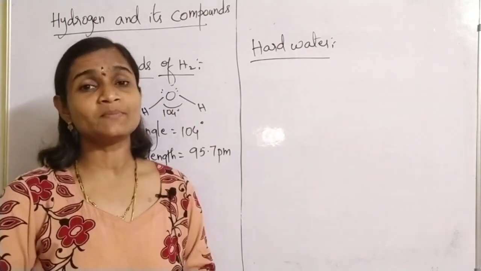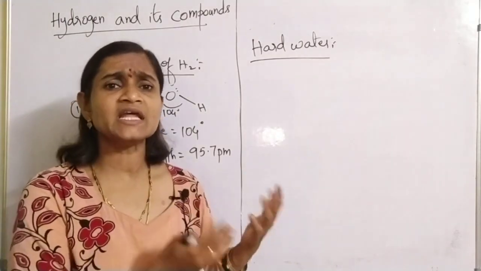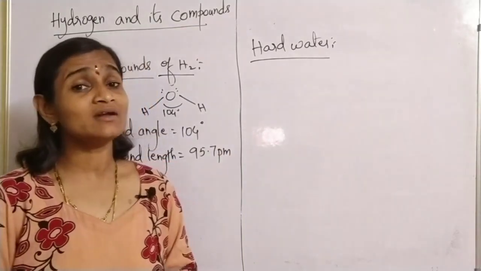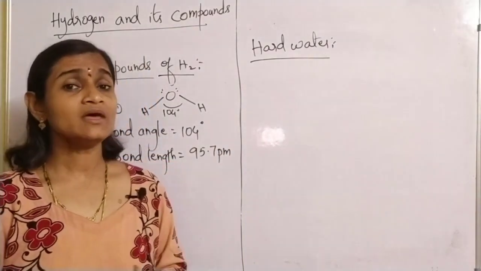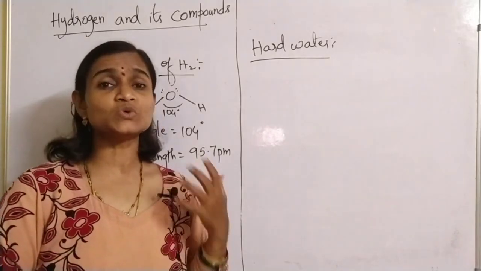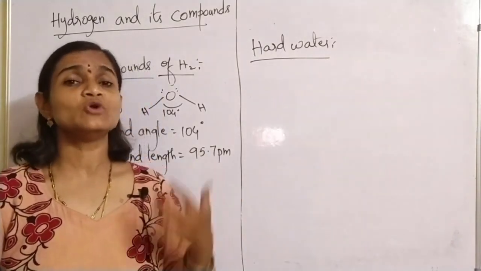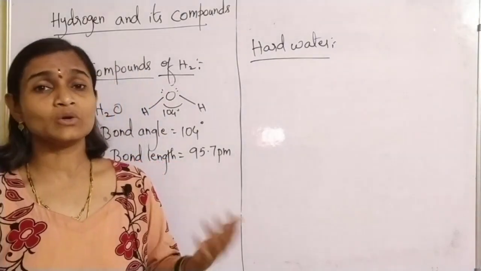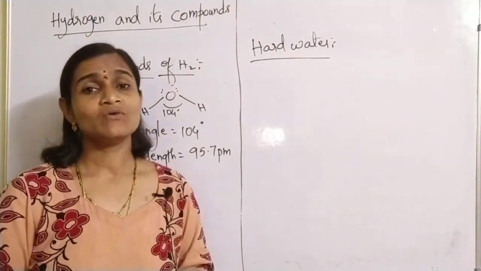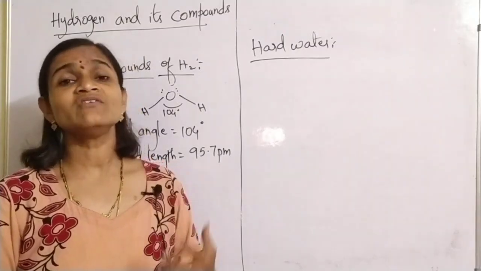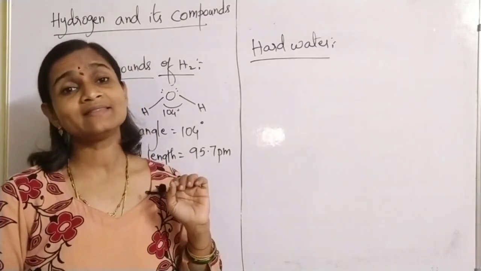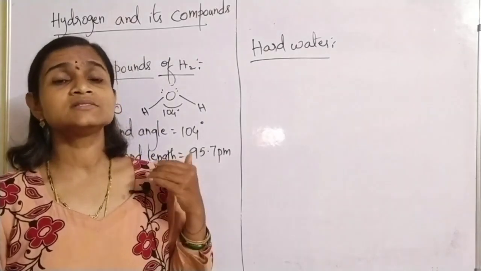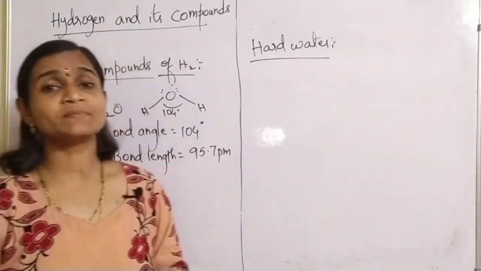If these salts are present, either in trace quantities or in large quantities, the water is said to be what? Hard water. Hard water is not at all suitable for drinking and even for domestic purposes. You cannot wash your clothes, utensils, whatever it may be. It will not give lather with soap. Lather means what? Foam. Foam will not come.